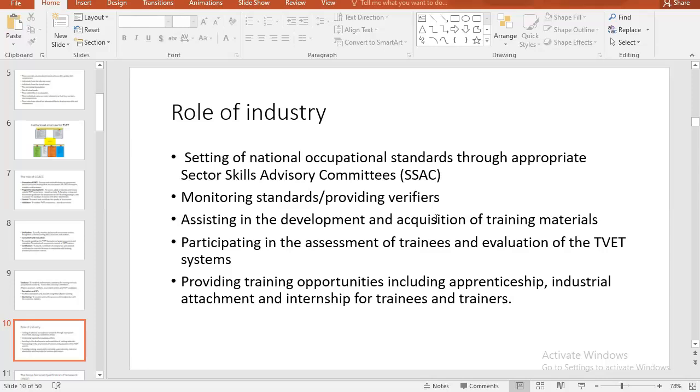The third role of industry to CBET is assisting the development and acquisition of training materials. So the industry assists in acquisition of these training materials for the TVETs. The fourth role is participating in the assessment of trainees and evaluation of the TVET system. So the industry participates in the assessment of trainees in this perspective. The trainees from TVET schools go to work in the industries, and those industries give feedback on how the trainees performed in their responsibilities. Number 5, the role of industry is to provide training opportunities, including apprenticeship, industrial attachment, and internship for trainees and trainers.